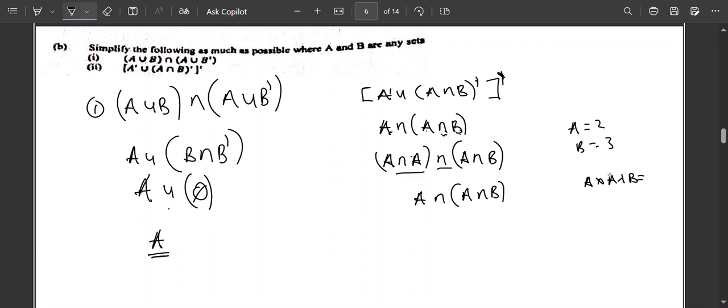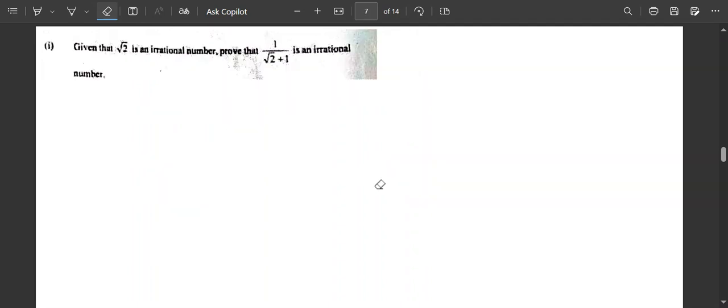Even if I bring these brackets here, or I bring these brackets here, what I'll do is A intersection A, then intersection B. It's still the same product. Now A intersection A is A, then intersection B like that. So this will be our final answer. So that is it about this one. Let's go to the next page.